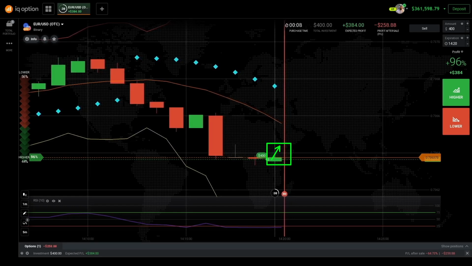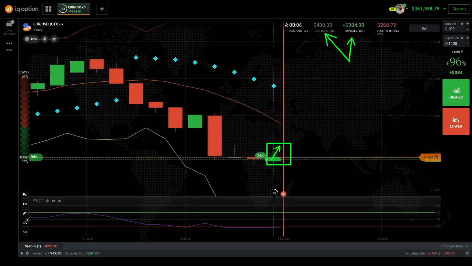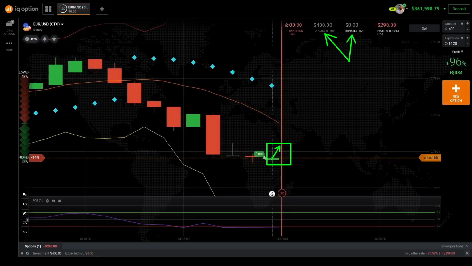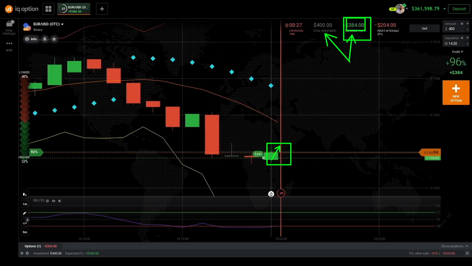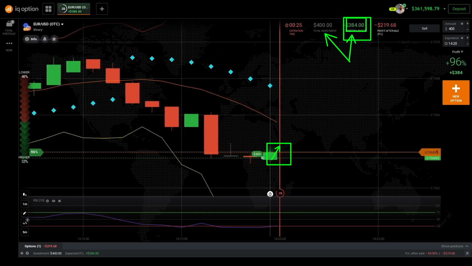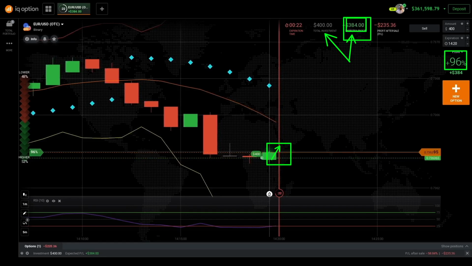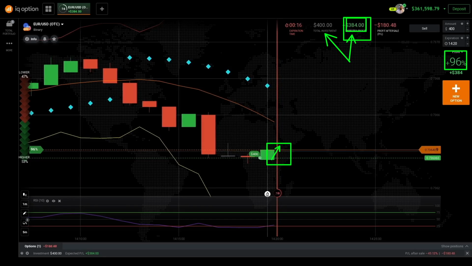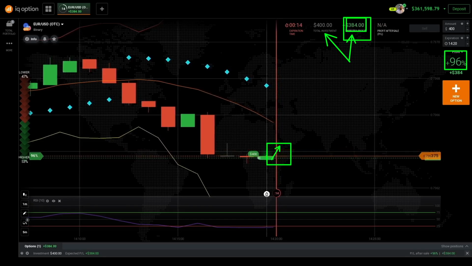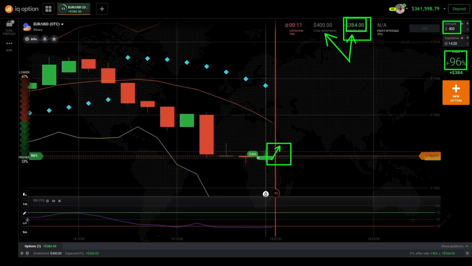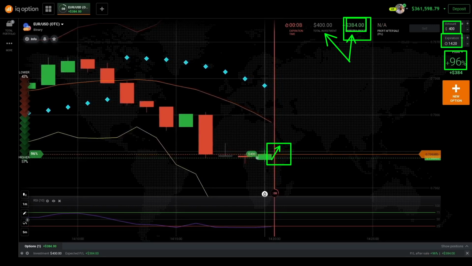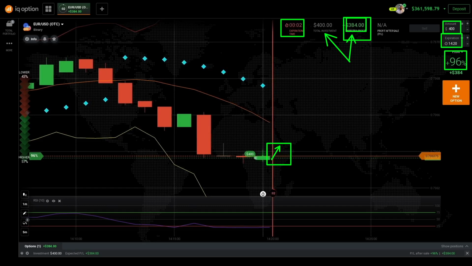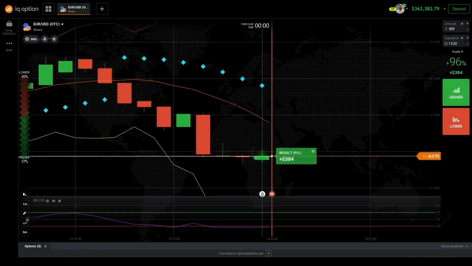So my investment is $400. If my prediction is wrong, I'm losing $400, right? If my prediction is right, I'm making $384. That's 96%. All right, 96%. Great. I'm investing, as you can see, $400 with a 1 minute expiration time. And yeah, let's take this win. Great.